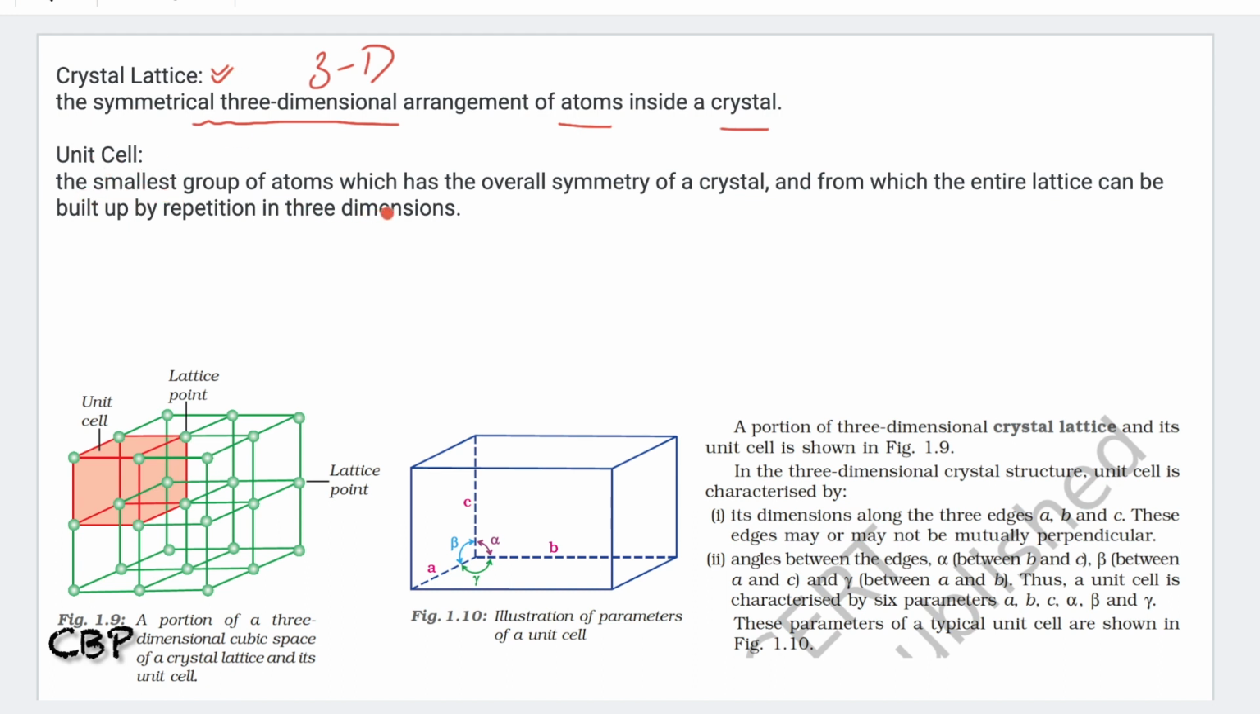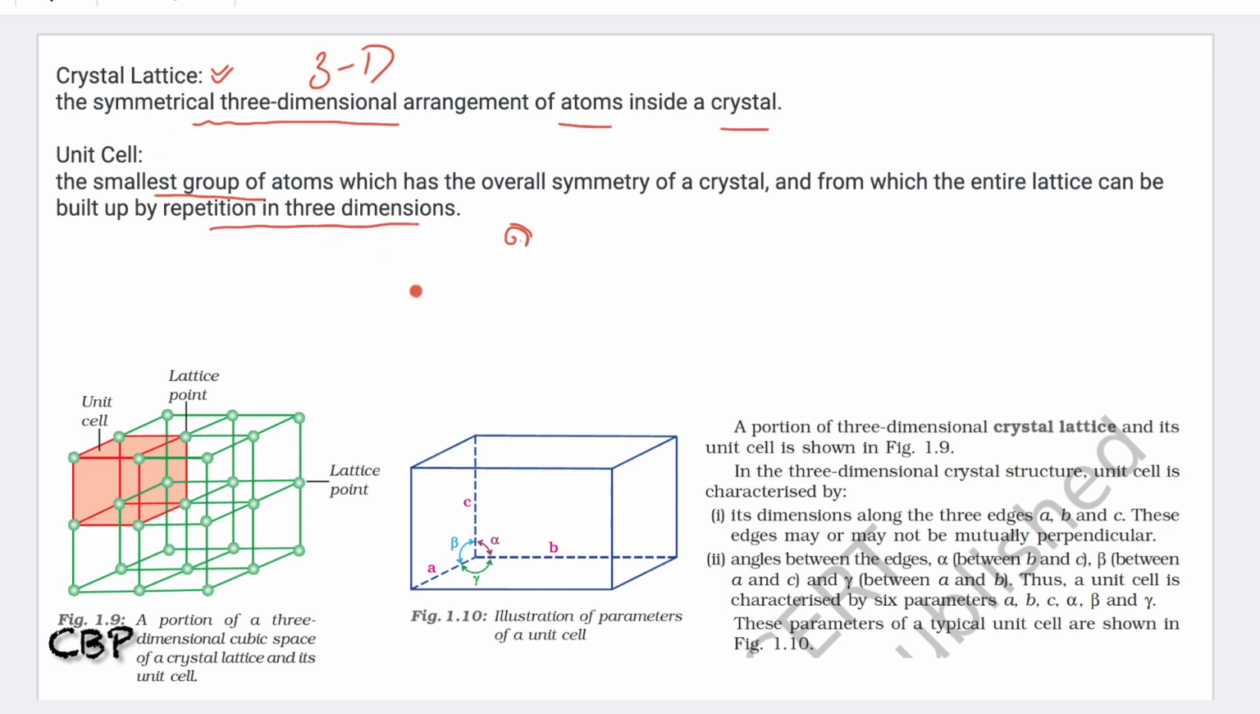The smallest group of atoms which has the overall symmetry of a crystal, means it is the smallest group of atoms which contains overall symmetry, that small unit having the symmetry of the whole crystal. Okay, and from which the entire lattice can be built up by repetition in 3 dimensions. Means a unit cell is the smallest group of atoms, and we can form the entire crystal lattice by the repetition of these unit cells in 3D.